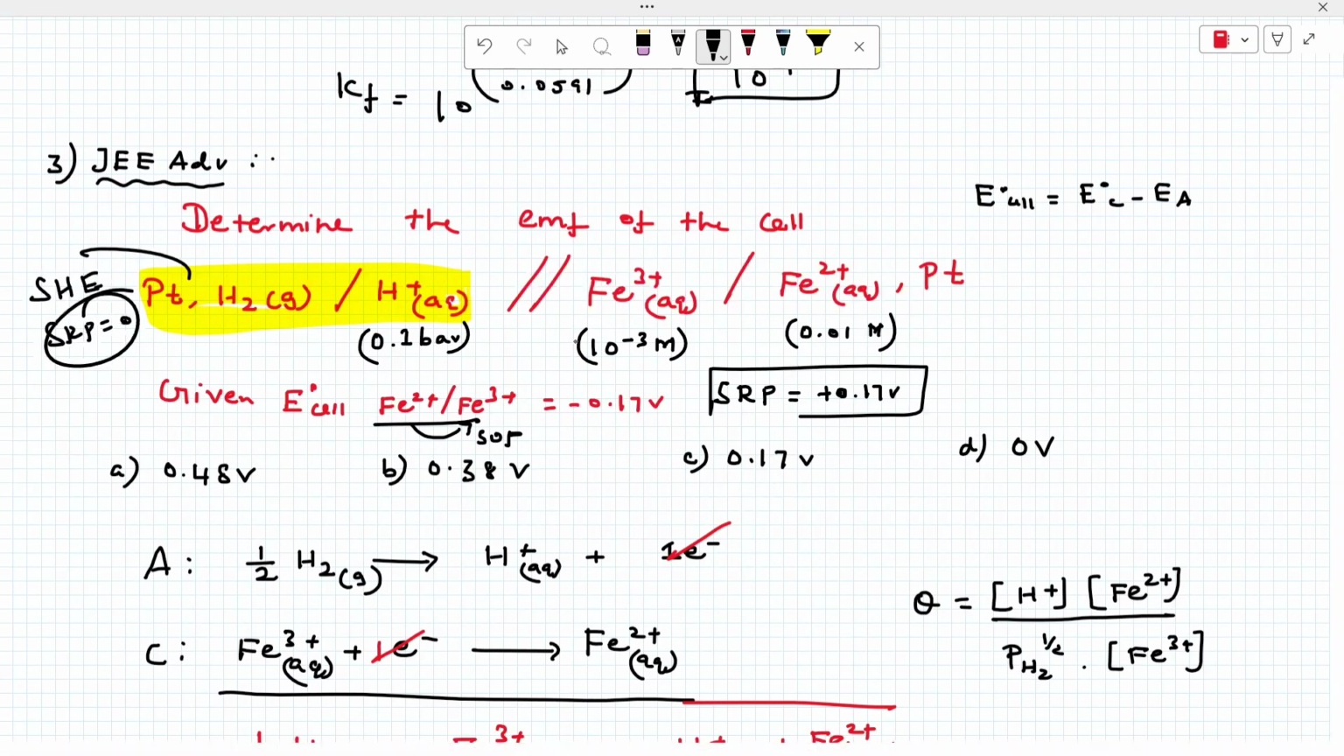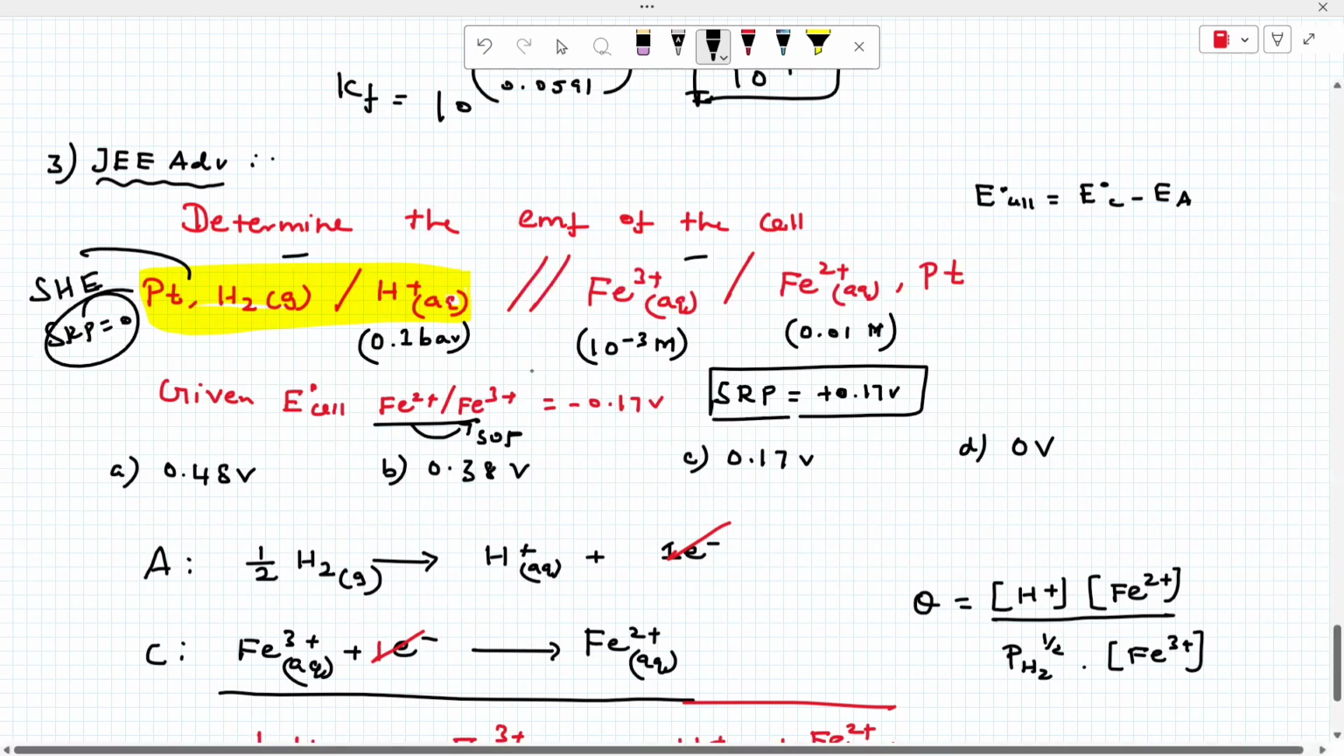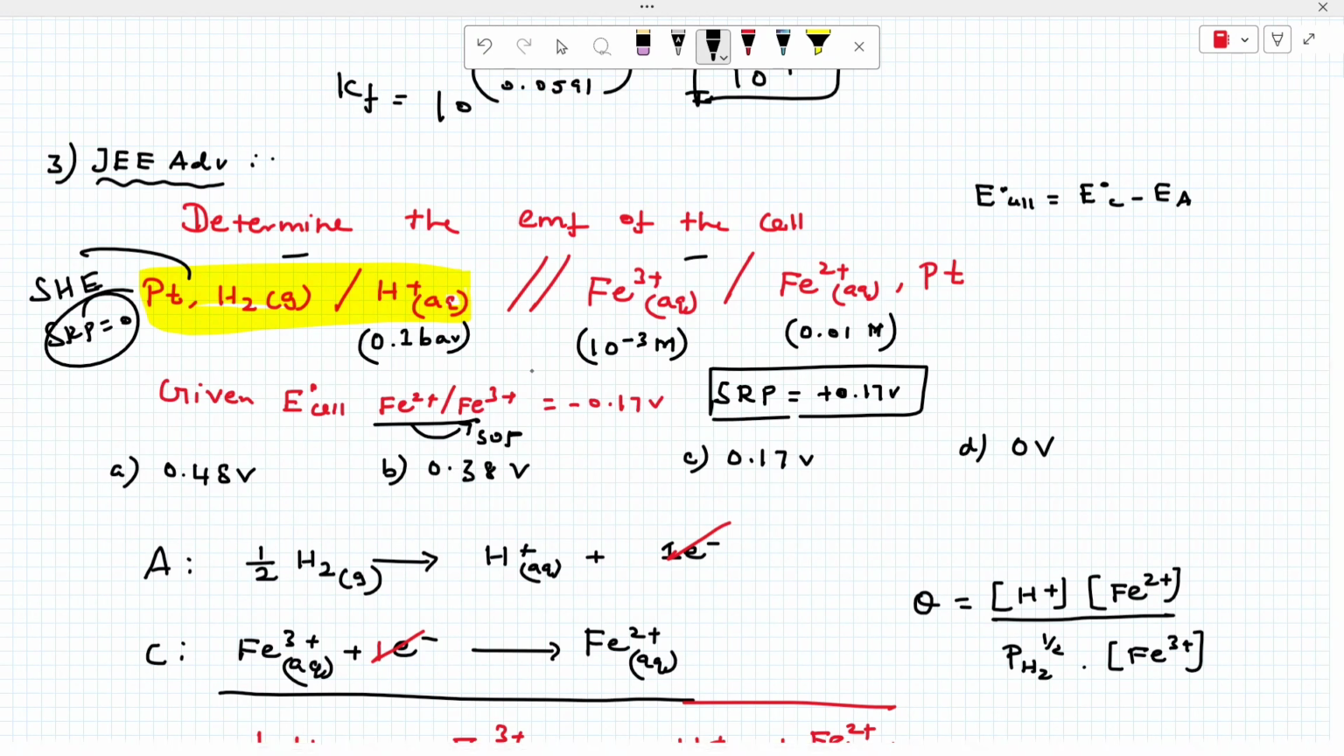The SRP value is 0. And the SRP value for the other one is plus 0.17. Which one undergoes anode, which one undergoes cathode? Tell me. Any idea? Simple, I have given the value. H2 is anode, sir. Why anode? Because it has the less positive value. Therefore 0.17 minus 0. What is the answer? Simple. The answer is plus 0.17 volt.